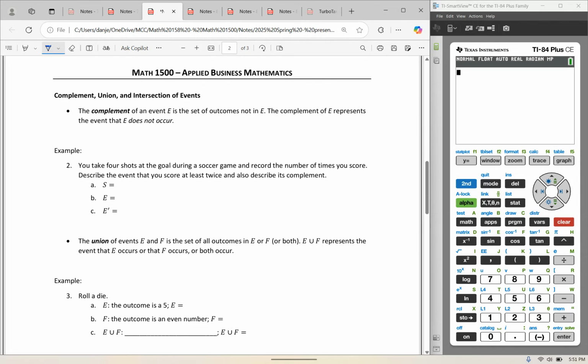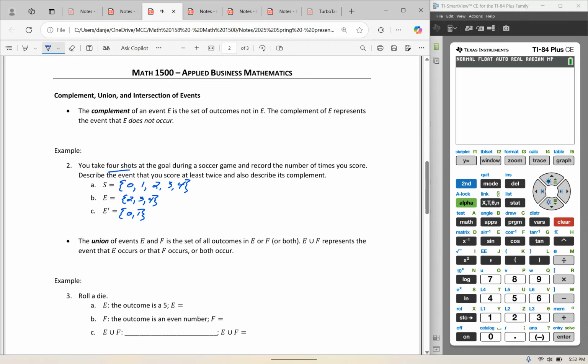So for example, you take 4 shots at the goal during a soccer game and you record the number of times that you score. Now my sample space would be the number of times I score. The number of times I score could be 0, 1, 2, 3, or 4. E is the event that I score at least twice. So E would be I scored twice, or 3 times, or 4 times. E complement would be the event that I did not score 2 or more times, which means I scored fewer than 2 times. That would be 0 or once.